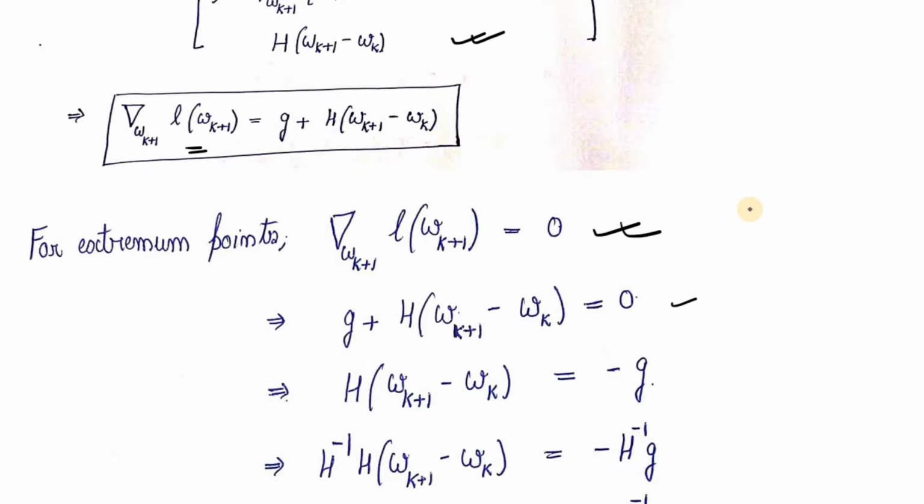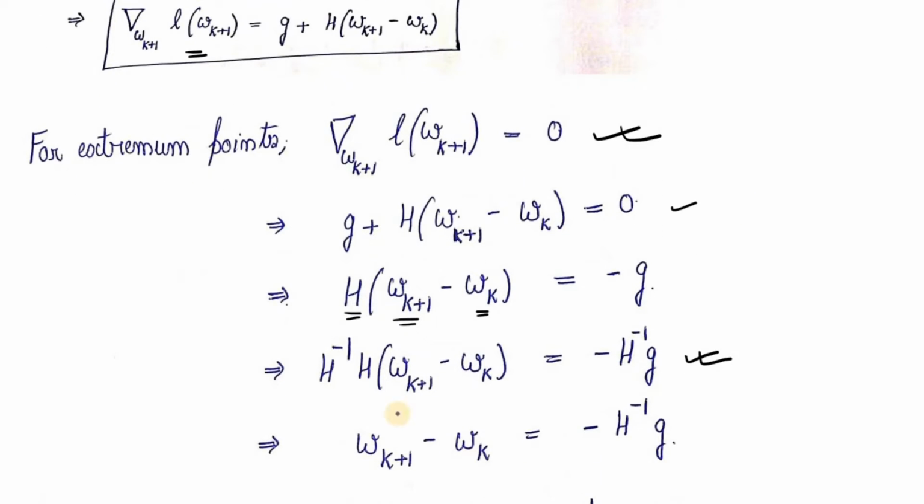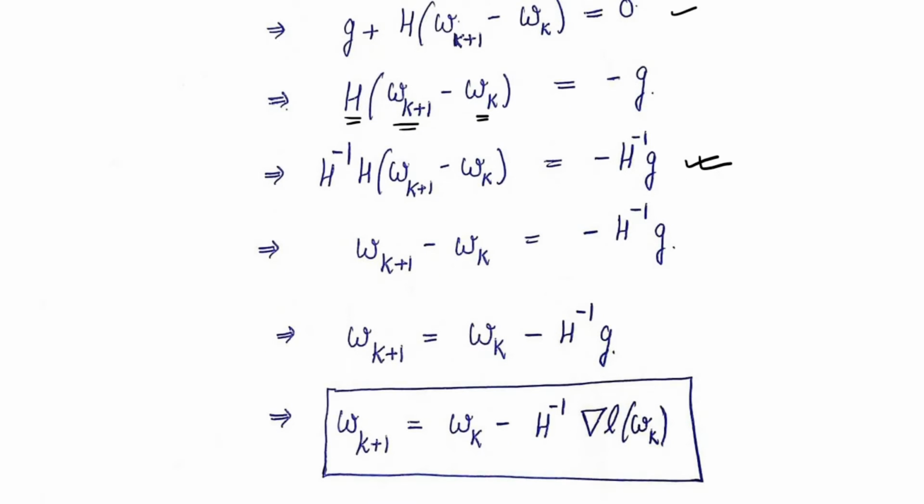H is a matrix which is being multiplied with the difference of two vectors. We pre-multiply with H inverse and we get this. Now on solving further, we get an equation in terms which will be looking like this. So we got the final updation rule, which looks like this.